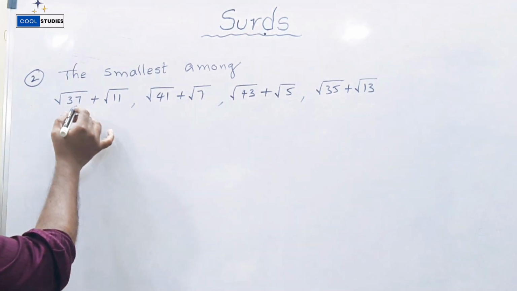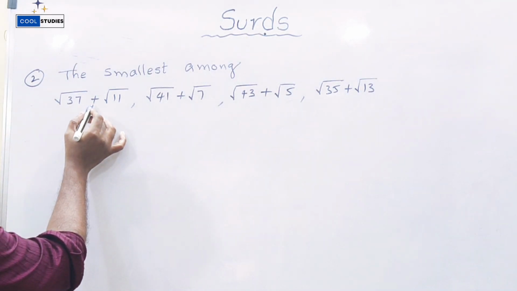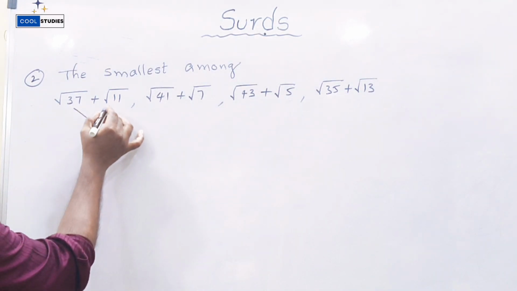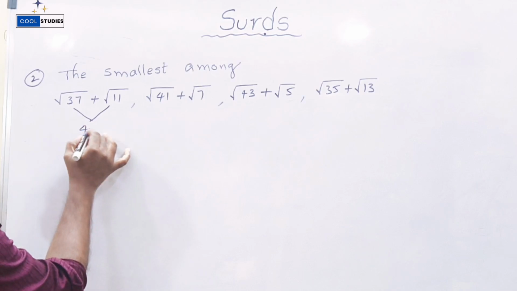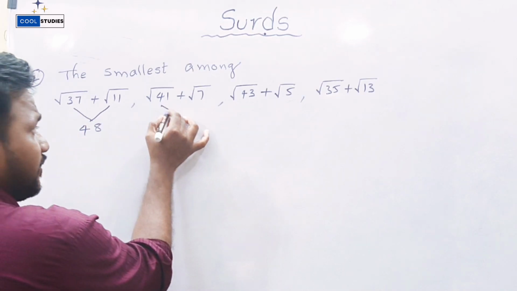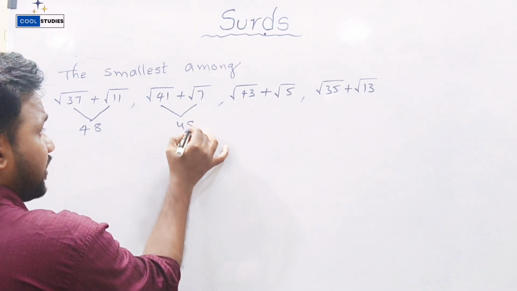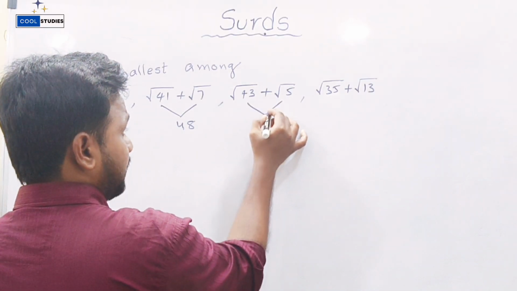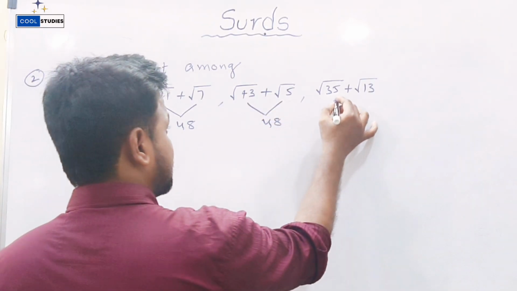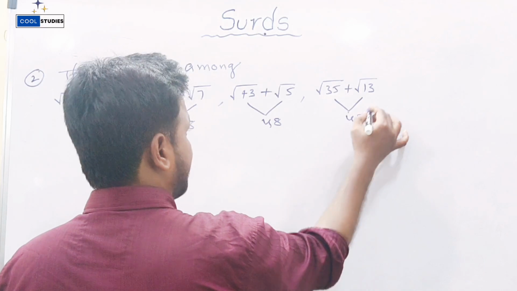Observe that 37 plus 11, 37 plus 11, what answer do we get here? 48. 41 plus 7, again 48. 43 plus 5, again 48. 35 plus 13, again 48.